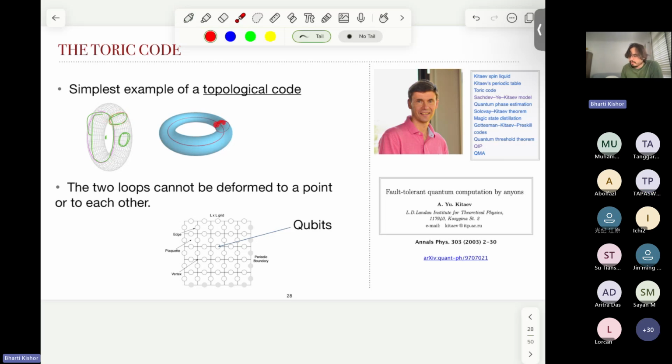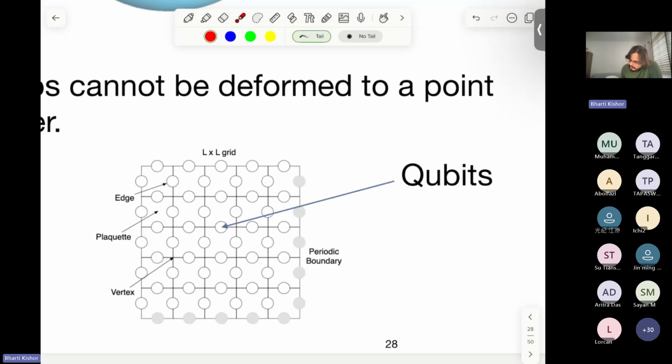These two loops will be relevant later when we talk about the logical operators for the toric code. So in the toric code, you have an L cross L grid, and the qubits are at the edges. You see that there are three kinds of objects. You have zero-dimensional objects, which are called vertices, one-dimensional objects, which are called edges, and two-dimensional objects, which are called plaquettes. And the qubits live on all of these edges.